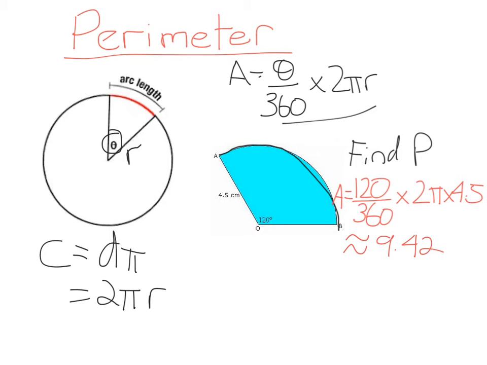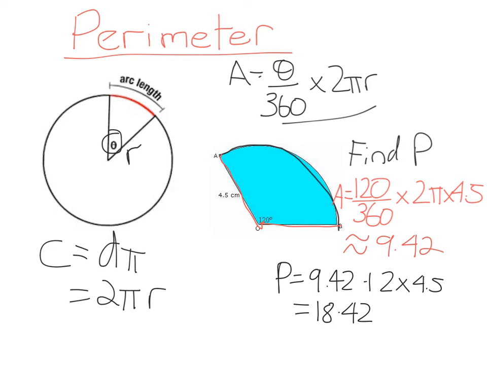So the perimeter of this whole shape is the arc, but it's also got these two sides here, this one and this one. Both of them are the same because it's the radius of a circle, so they're 4.5. So the total perimeter, which is what we're trying to find, is going to be 9.42 plus 2 lots of 4.5, which is just 18.42. And whenever we're doing perimeter, it's in centimeters, meters, millimeters, whatever, not square units. All right, I'm going to do one more example of a slightly harder shape.